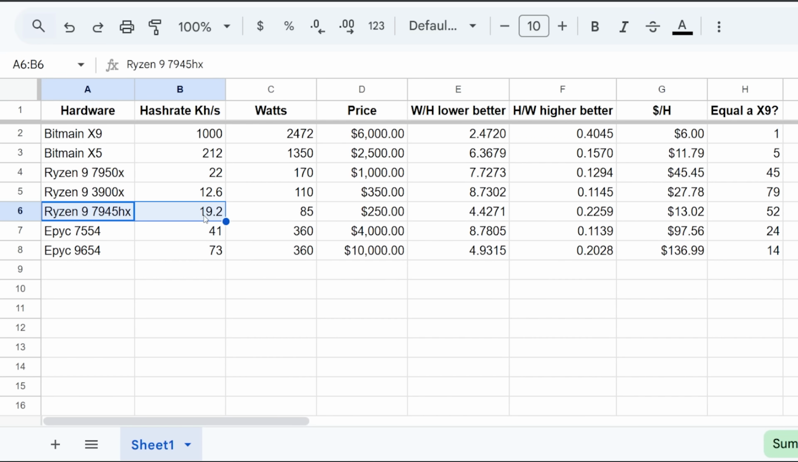7945HX at 19.2 kilohash at 85 watts at the wall. Yes, that's at the wall. For anyone that's wondering, Red Panda, what are you talking about?